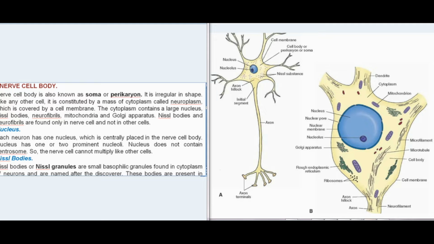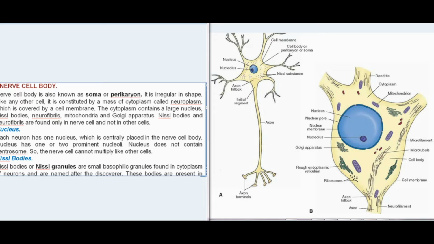Like any other cell, it is constituted by a mass of cytoplasm called neuroplasm, which is covered by a cell membrane. The cytoplasm contains a large nucleus, Nissl bodies, neurofibrils, mitochondria, and Golgi apparatus. Nissl bodies and neurofibrils are found only in nerve cells and not in other cells. Nucleus: each neuron has one nucleus, which is centrally placed in the nerve cell body. The nucleus has one or two prominent nucleoli. The nucleus does not contain a centrosome, so the nerve cell cannot multiply like other cells.